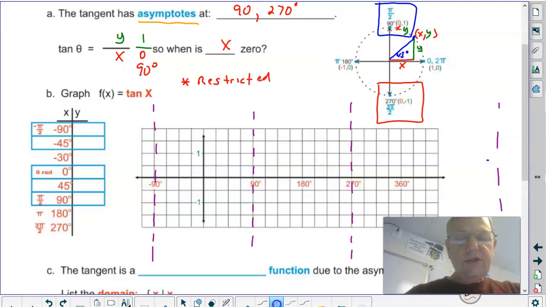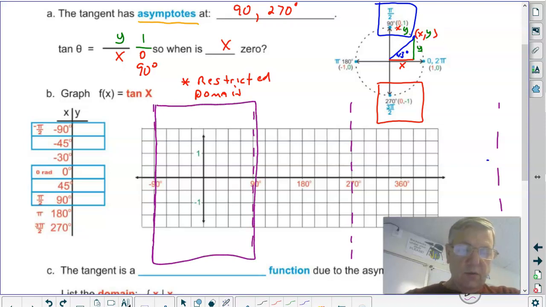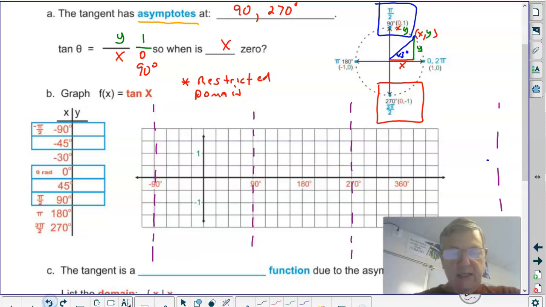A restricted domain. So this goes all the way back to: to have an inverse, you need to have a one-to-one correspondence. To have a one-to-one correspondence, you must pass the horizontal line test. So to have a restricted domain, we have to pass the horizontal line test. So our restricted domain is right in this window, from -90 to 90. So what is our restricted domain? From -90 to 90. That's going to allow us to pass the horizontal line test and be in one-to-one correspondence.